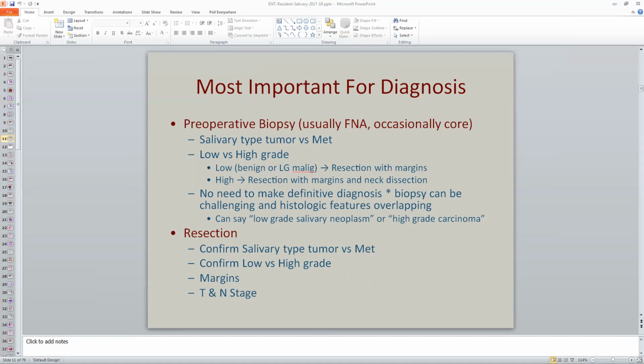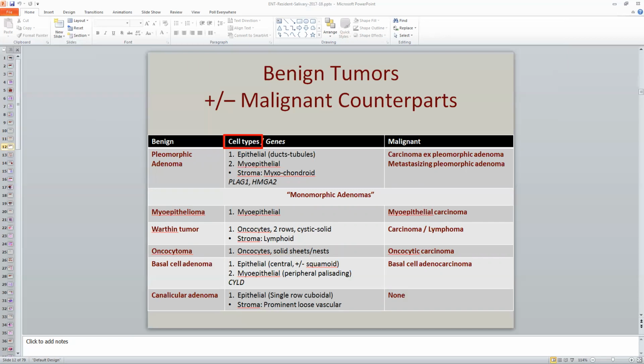Questions? Cool. All right. So we're going to talk first about the benign tumors and whether or not they have malignant counterparts. And then we'll talk about the tumors that are purely malignant with no benign counterpart. And so, when we see a tumor that is potentially one of these benign things on the left, always, always the question is, could it be worse, right?